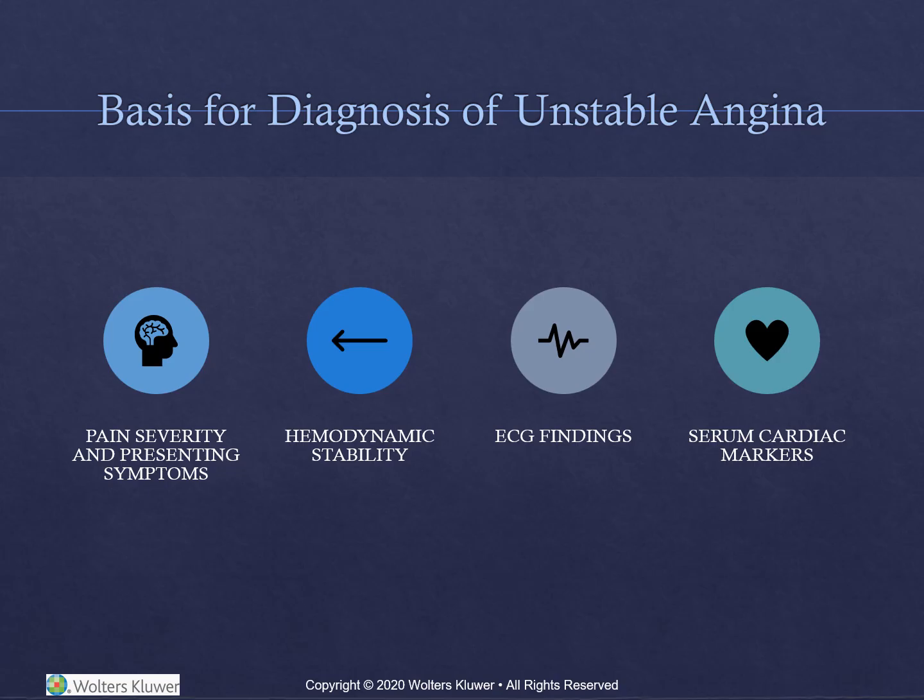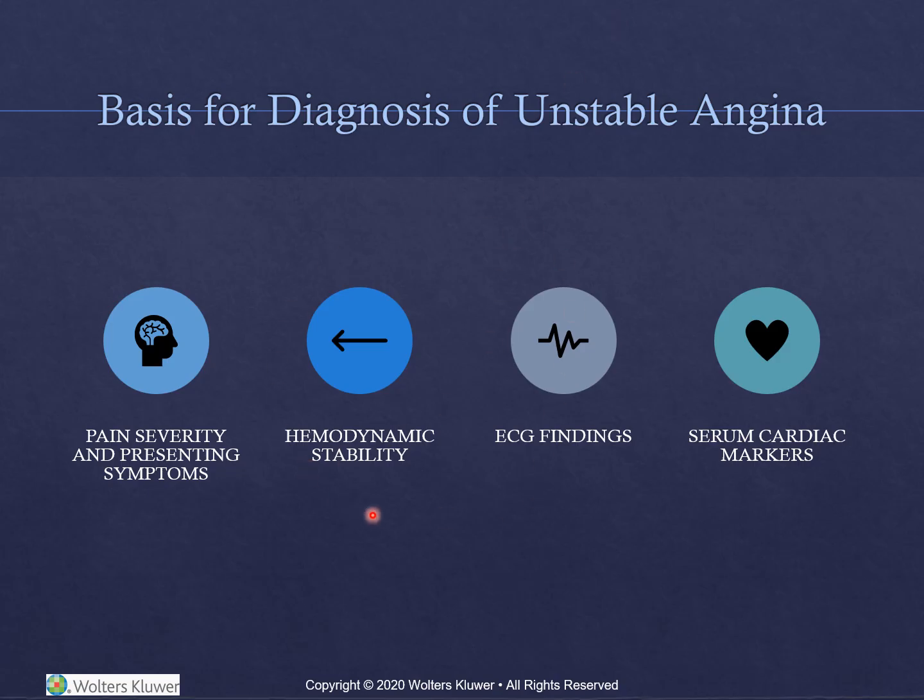And unstable angina is essentially pain in the chest that occurs without activity, meaning it can happen at rest or it isn't alleviated by rest. So maybe somebody's out shoveling the driveway and they get chest pain, so they sit down, but the pain continues. That would be considered unstable angina. Okay. So a lot of the basis for diagnosis here is really based on pain severity and presenting symptoms. What were you doing when the pain occurred? What did you do to try to alleviate it? Did it work, right?